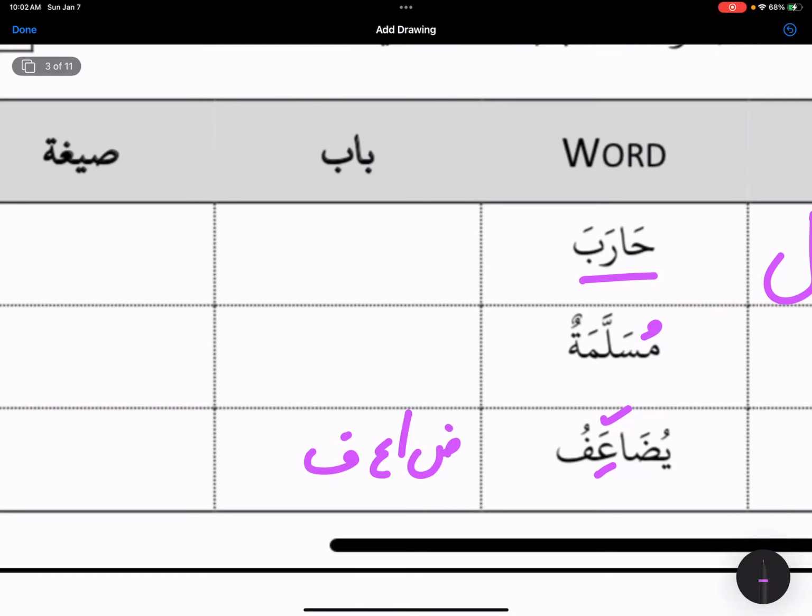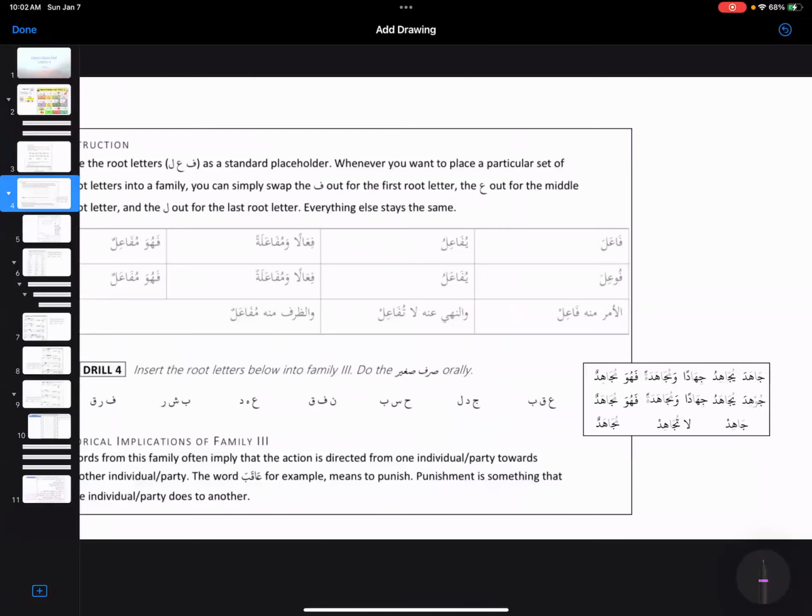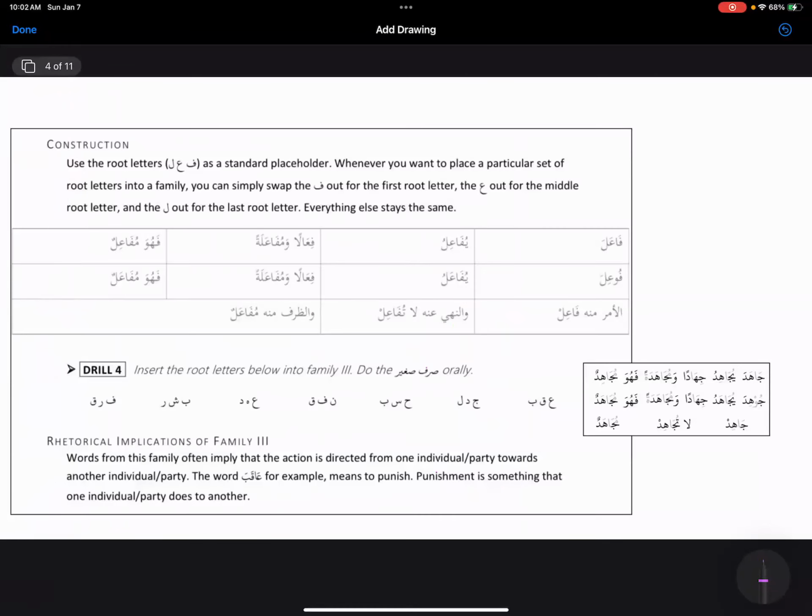And what is the meaning of yudha'afu? Anyone? To increase, multiply. Yes, multiply. In the Quran Pak, in multiple places Allah subhanahu wa ta'ala says that He is going to multiply our charity, right? So this is used over there. Okay, Alhamdulillah, that's a good practice. And now this is if we are taking the Fa, Ain and Lam pattern. So this is how it's going to look.